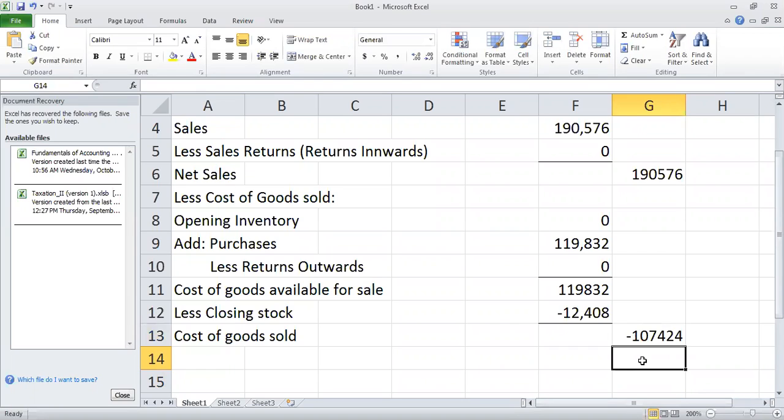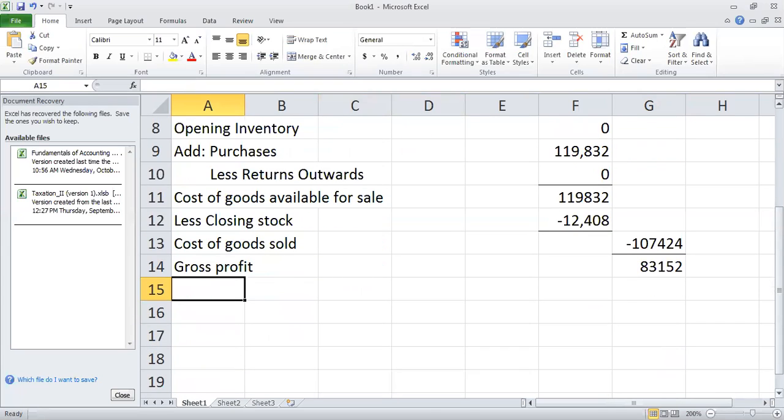So you're going to have 190,576 minus 107,424, and that would equal 83,152. That now would give you your gross profit. So your gross profit is 83,152. So that is your gross profit figure, 83,152.